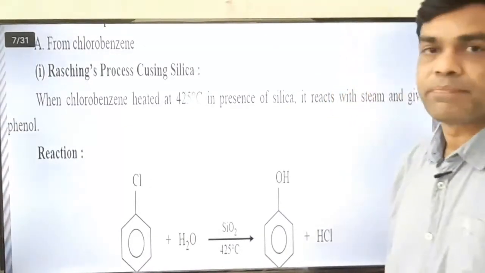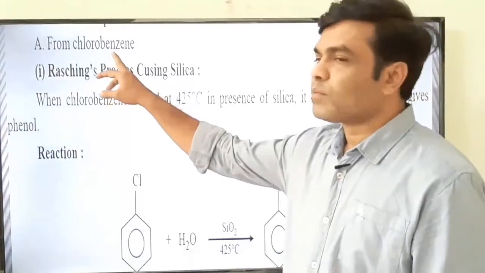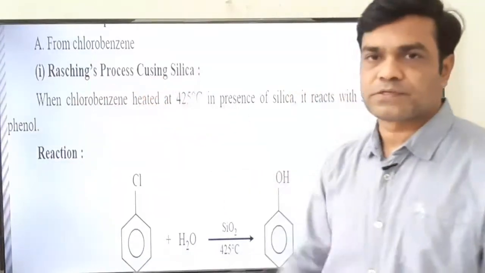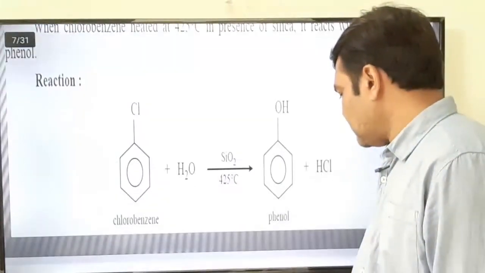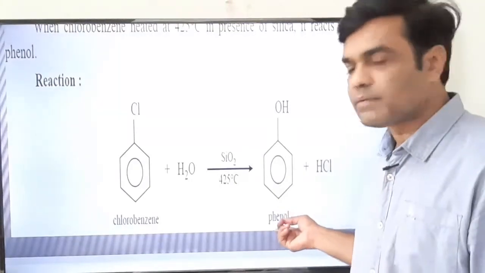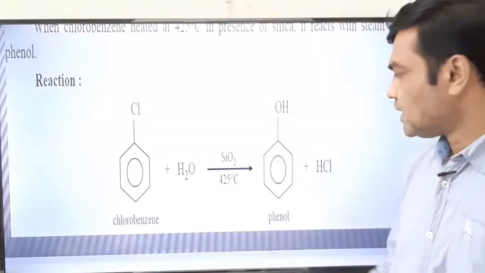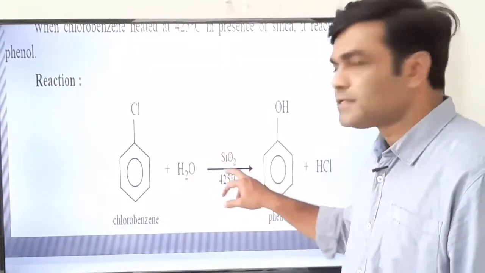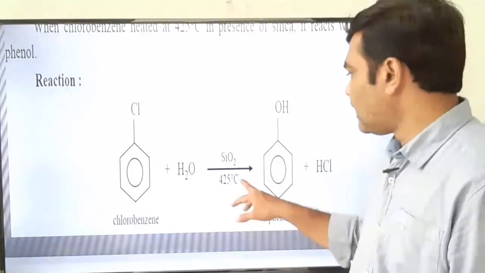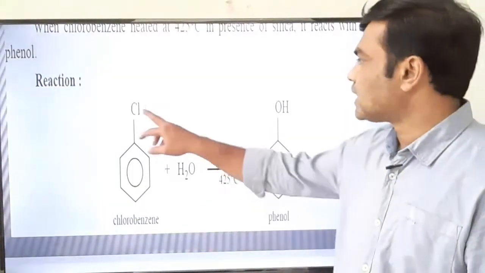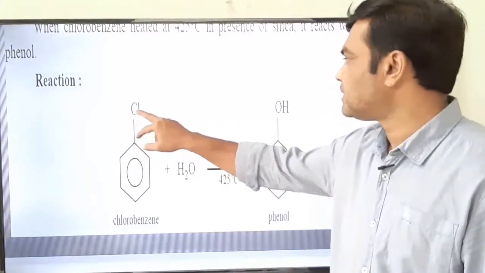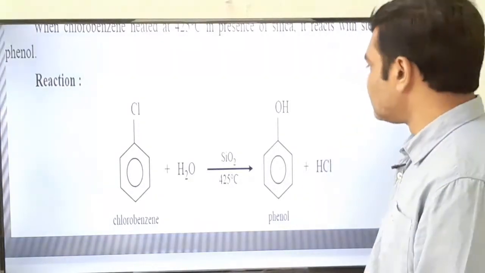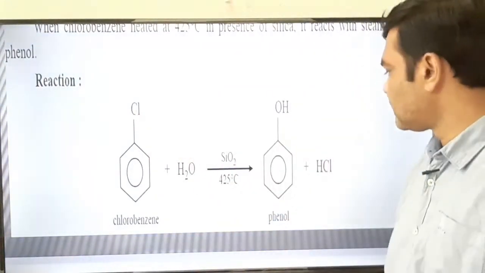The first method is preparation of phenol from chlorobenzene. In that we will see the Raschig process. First, all of you know how phenol is prepared by the Raschig process. This is chlorobenzene, on hydrolysis in presence of silica at particular temperature. Here electrophilic substitution takes place where Cl is replaced by OH. Actually it is not electrophilic, it is nucleophilic substitution. Cl is replaced by OH and we get the phenol.